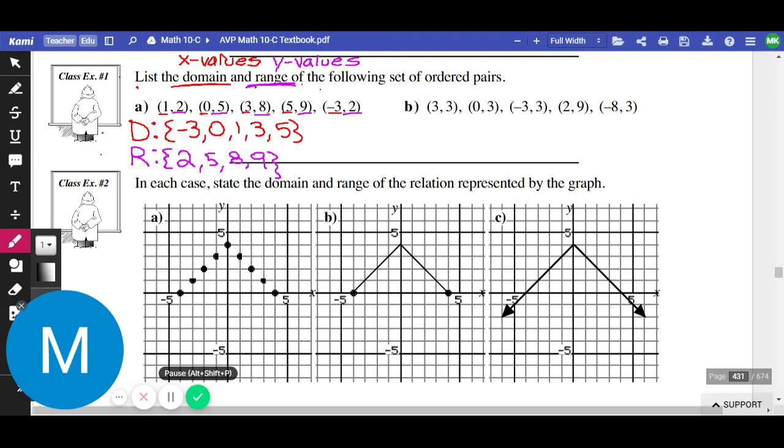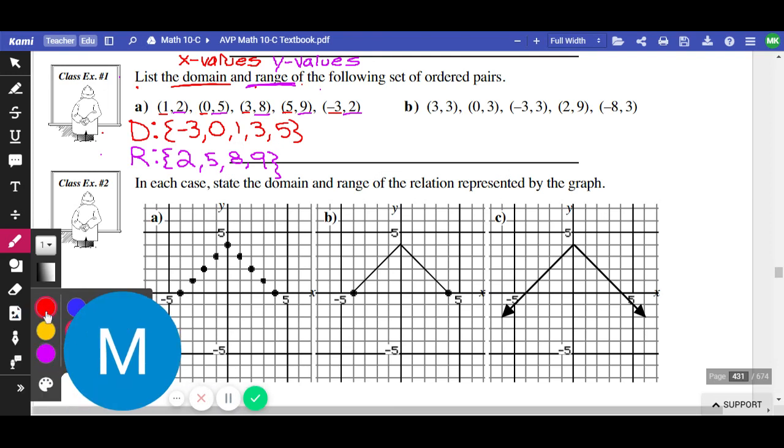So looking at question B, it's asking for domain and range. Domain means possible x values. And so if I'm asking what are the possible x values for these sets of ordered pairs, what I'm looking at is these values underlined in red.